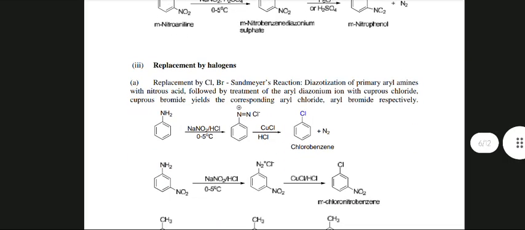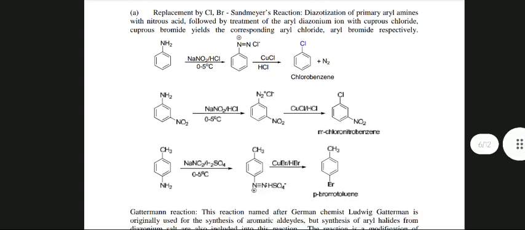Replacement by halogens. Replacement by Cl, Br: Sandmeyer reaction. Diazotization of primary aryl amines with nitrous acid followed by treatment of the aryl diazonium ion with cuprous chloride or cuprous bromide yields the corresponding aryl chloride or aryl bromide respectively.